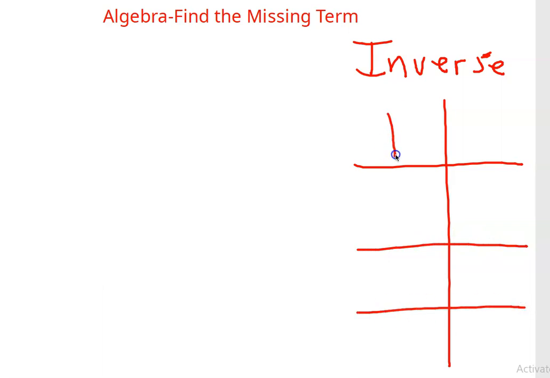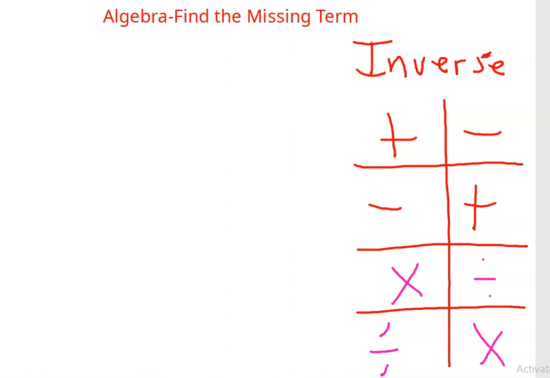Let's say we have addition. What's the inverse of addition? Subtraction. And if you have subtraction, the inverse, the opposite, is addition. And if you have multiplication, yep, the inverse is division. And if you have division, the inverse is multiplication. So we need to consider that when we're doing it.